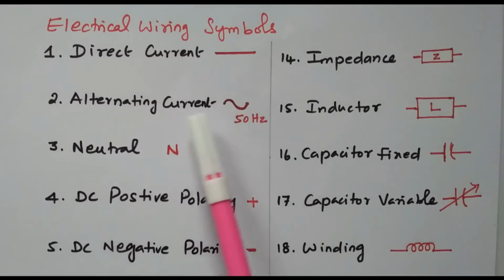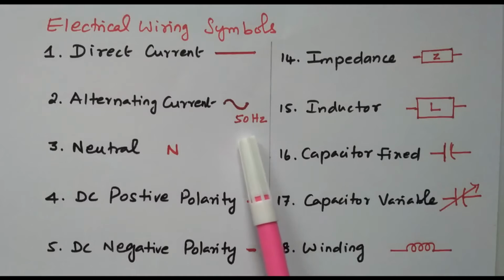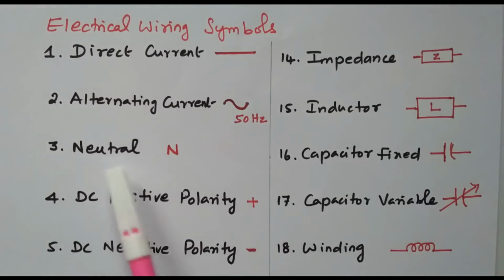Then alternating current. It is a sine wave, 50 Hz. Normally we are using the 50 Hz AC supply, so it is given as 50 Hz. Then we have neutral. Neutral is represented by N. In case of DC we have positive polarity and negative polarity, so it is given by plus and minus.